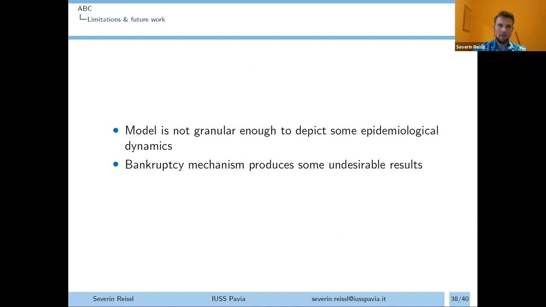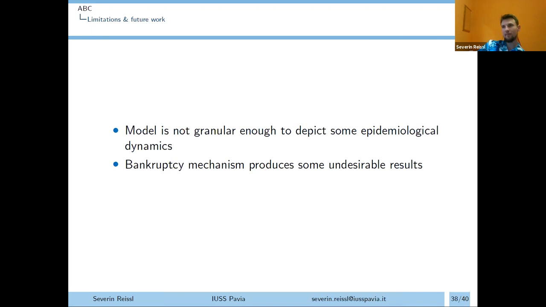So what are the current limitations? The first one, which I didn't go into yet, is that this model as it stands is not granular enough to depict some epidemiological dynamics. One of the main problems that we have right now is that we have only 2,500 agents in the model. This is not enough to depict some particular epidemiological dynamics, because Lombardy has 10 million inhabitants, meaning that if you want to depict the entire population of Lombardy with just 2,500 agents, even one single infection is a very significant event, and even more so one death.